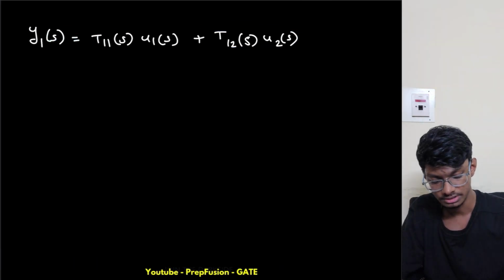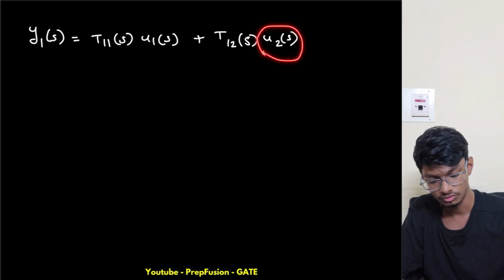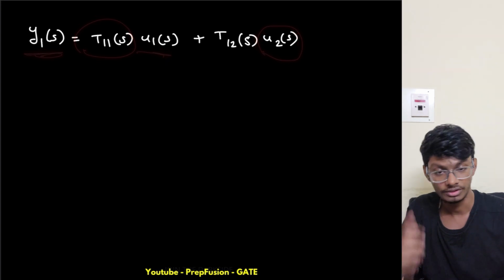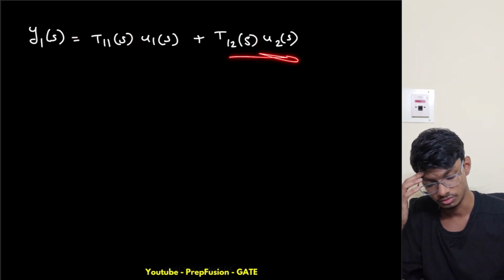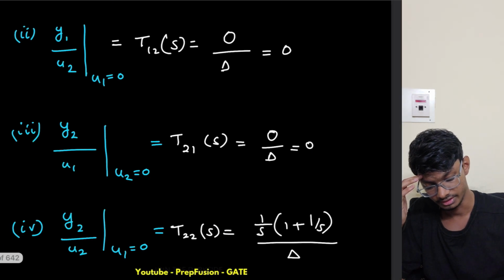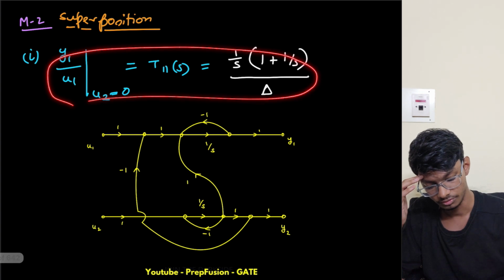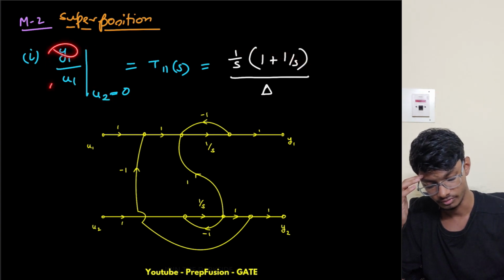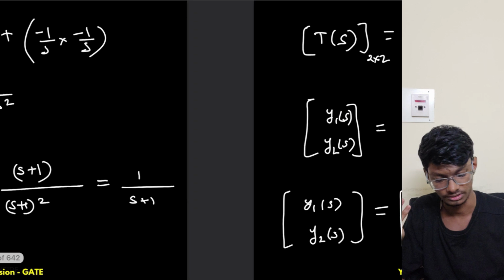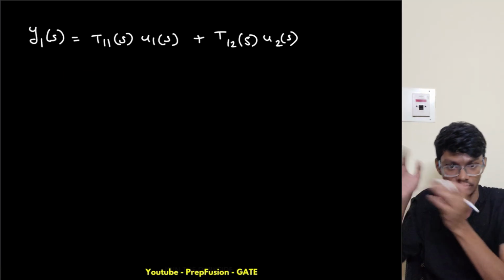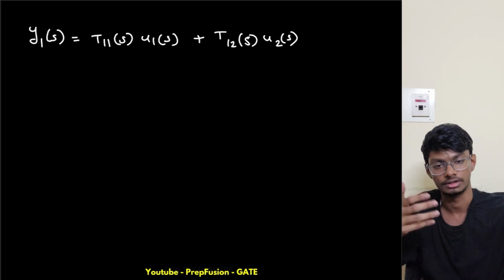So here what I can see, if I make u2 0, I will get the ratio of y1 upon u1 equals t11. So what does t11 represent? With u2 0, it is the ratio of y1 upon u1. That is exactly what I have written here. Like that you can derive the other transformations also. So from here that is the actual formula, that significant form, from here we can understand.